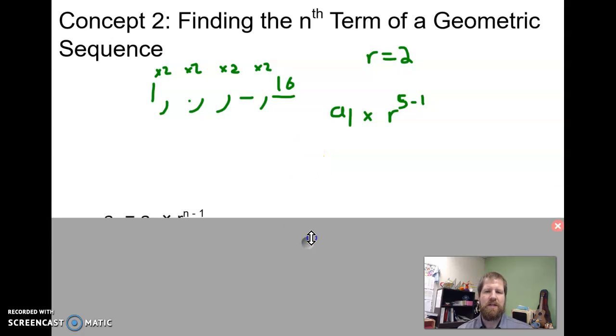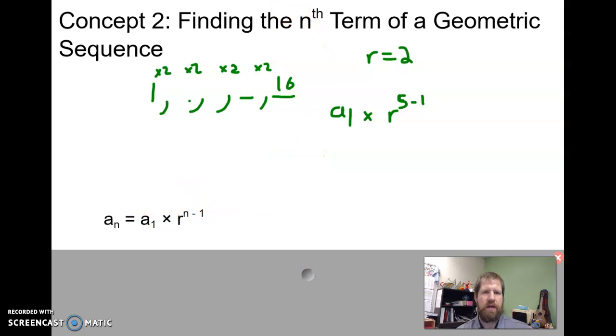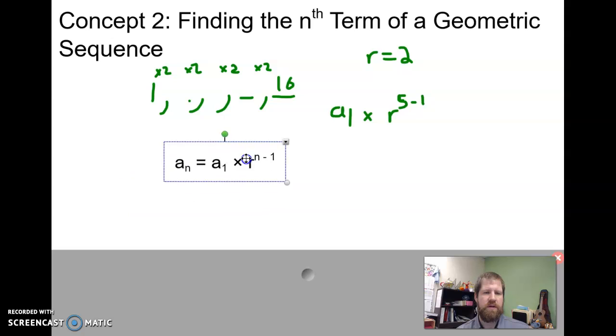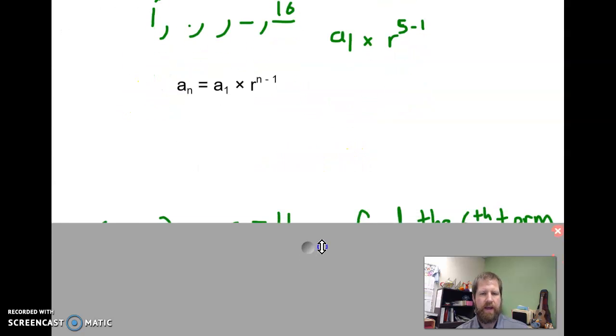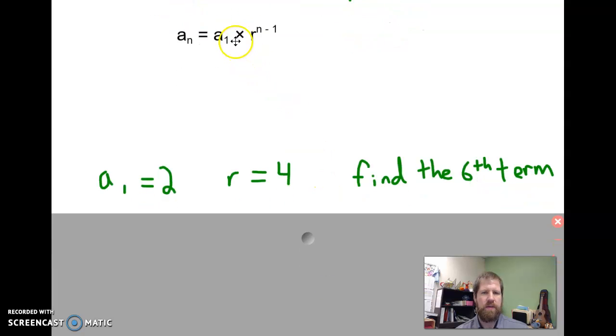That leads us to our actual formula here. You can kind of see how it's built. It has our first term times the common ratio raised to the power of the term we're looking for minus 1. Because if I'm looking for that fifth term, I have 4 common ratios between the first one and the fifth one.